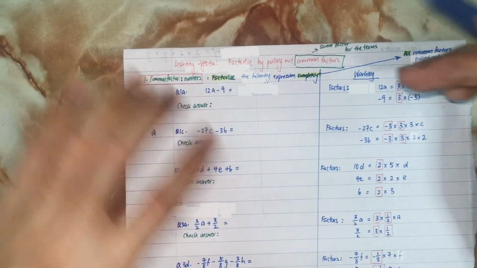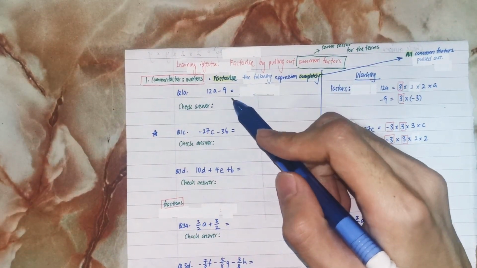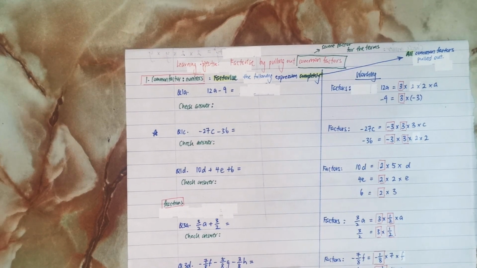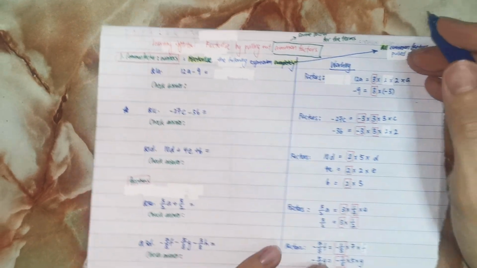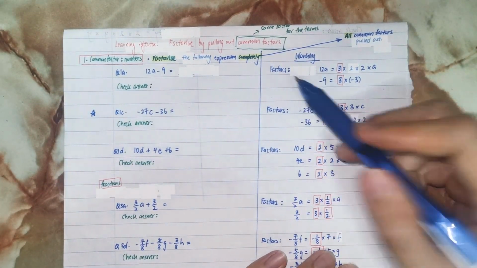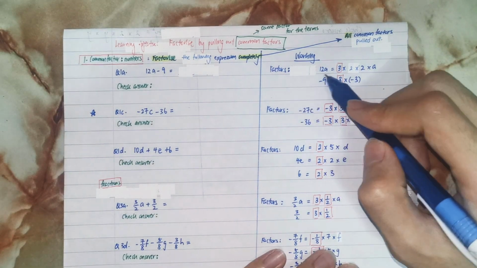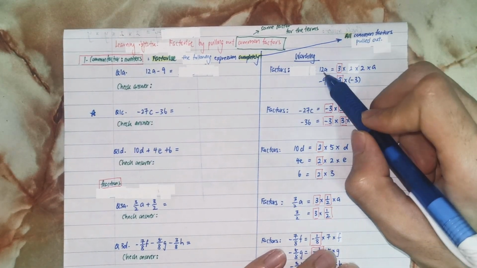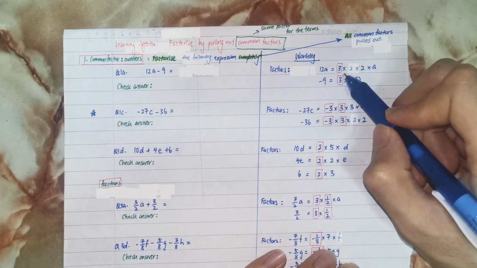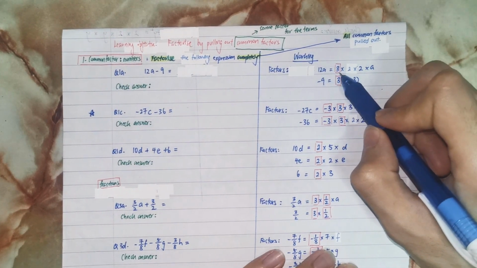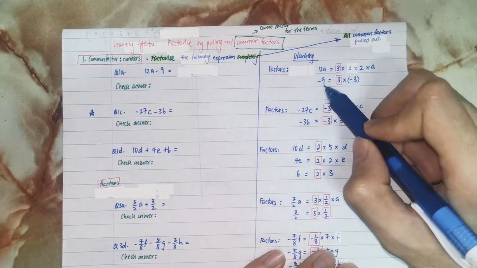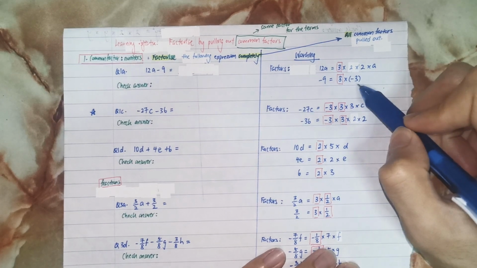Okay, question 1A. 12A minus 9. How do we know what the factors are and how do we factorize it? I have done a working over here. As a start, if you are unsure about what to pull out, you can write out the factors of 12A, until they cannot divide further. So 12A is equal to 3 times 2 times 2 times A. While negative 9 is equal to 3 times negative 3.